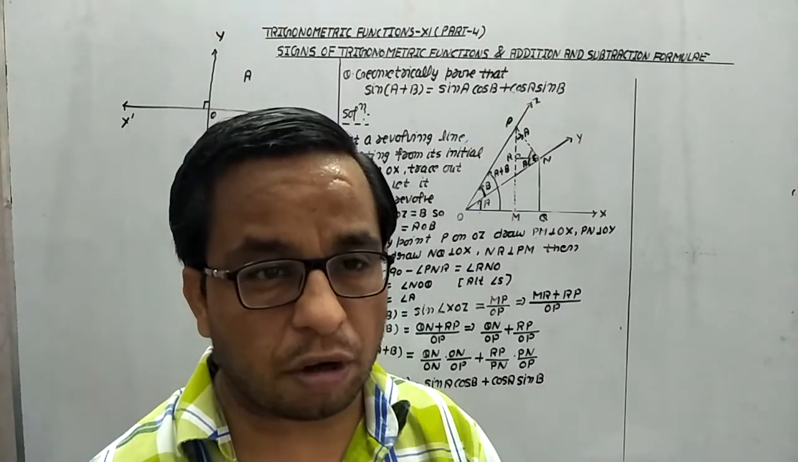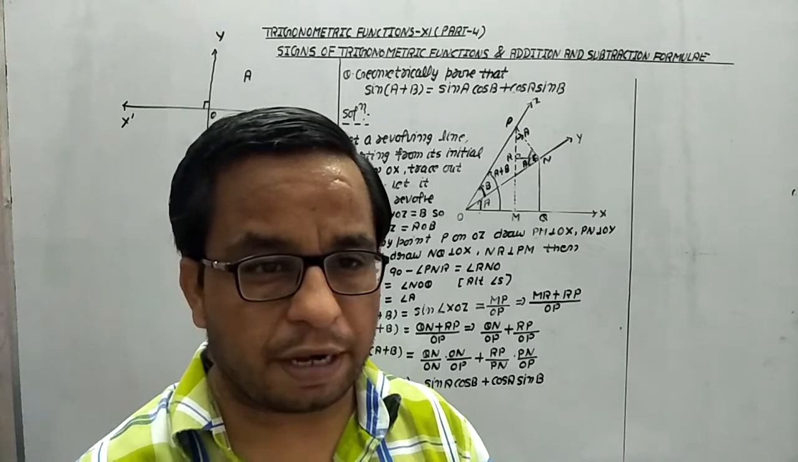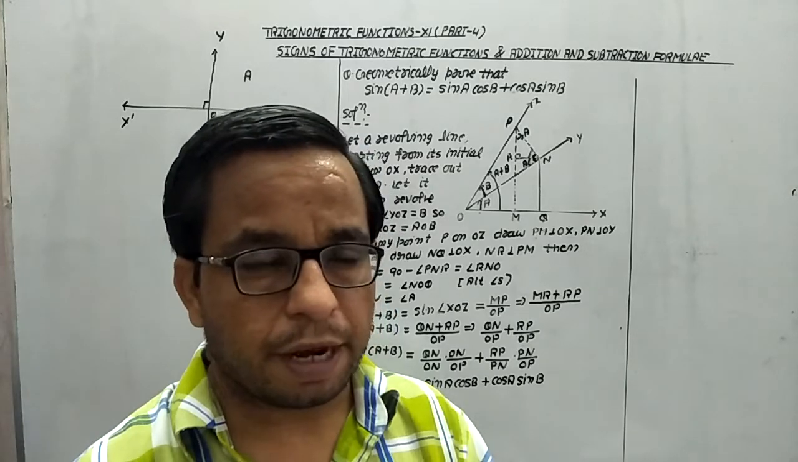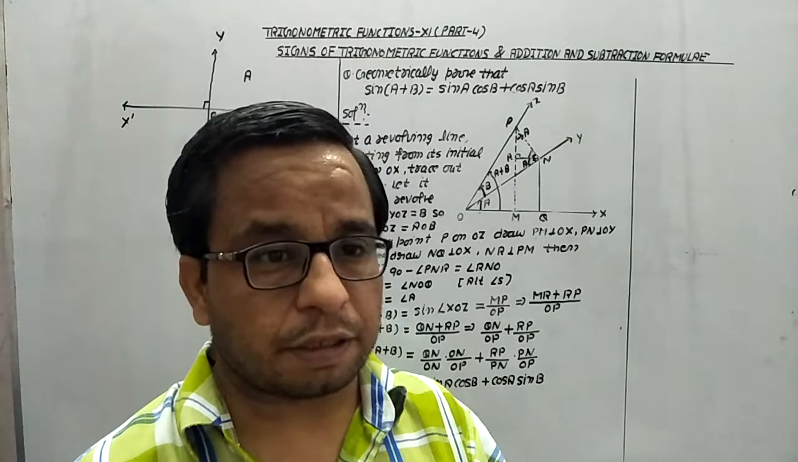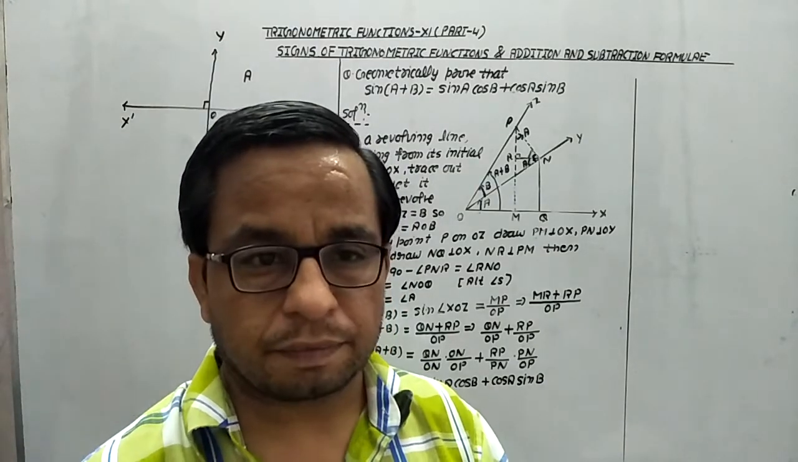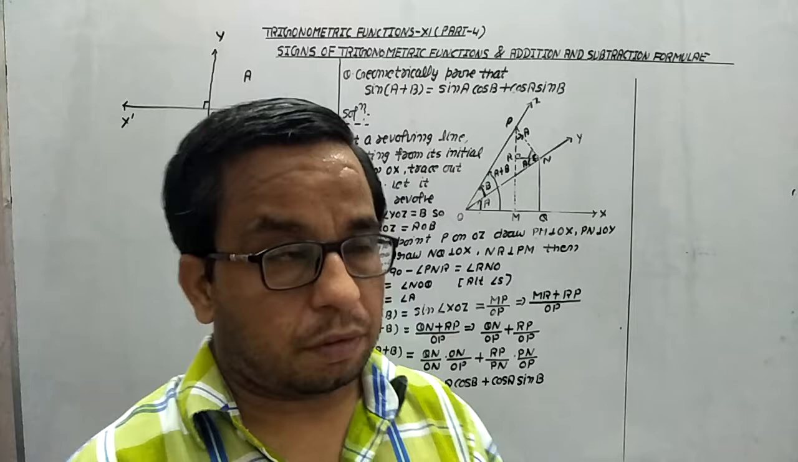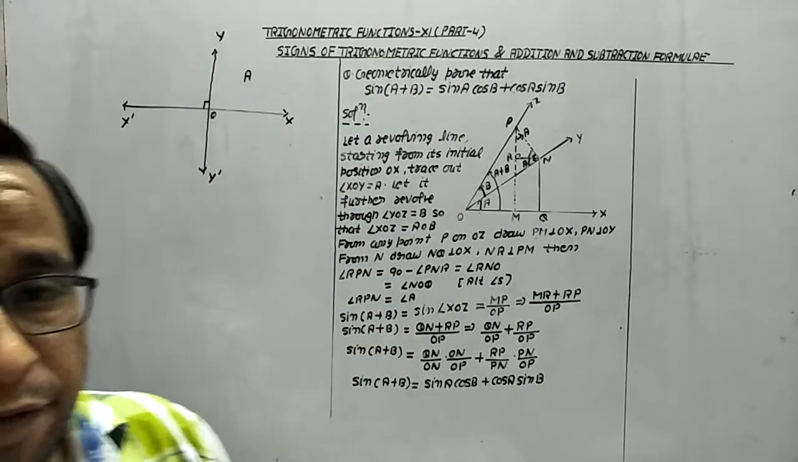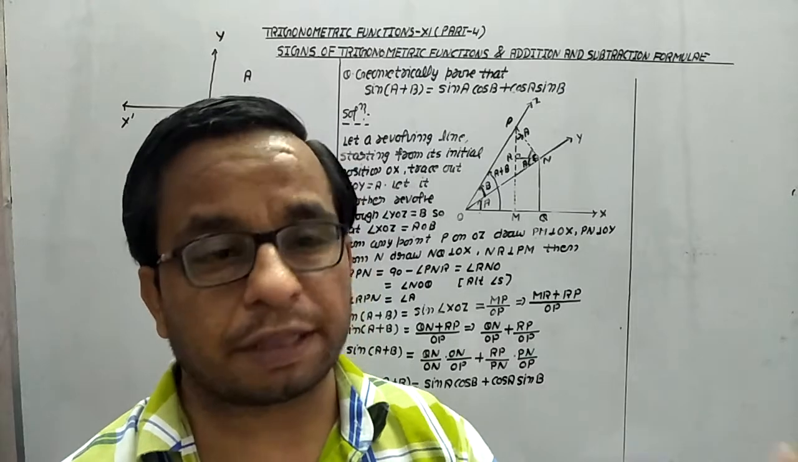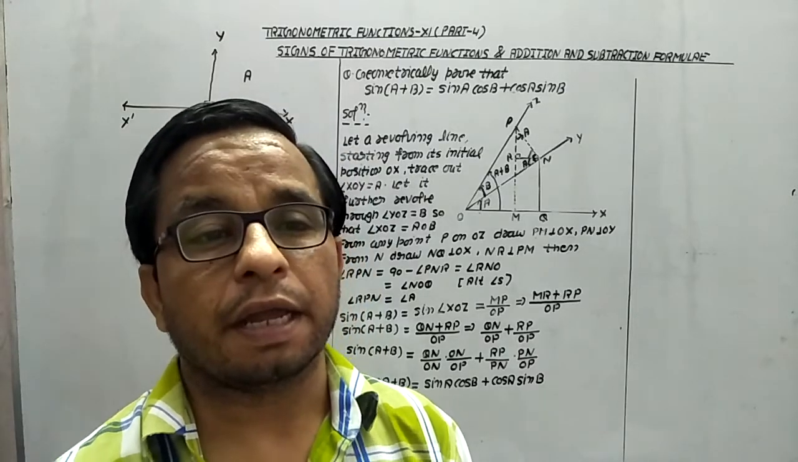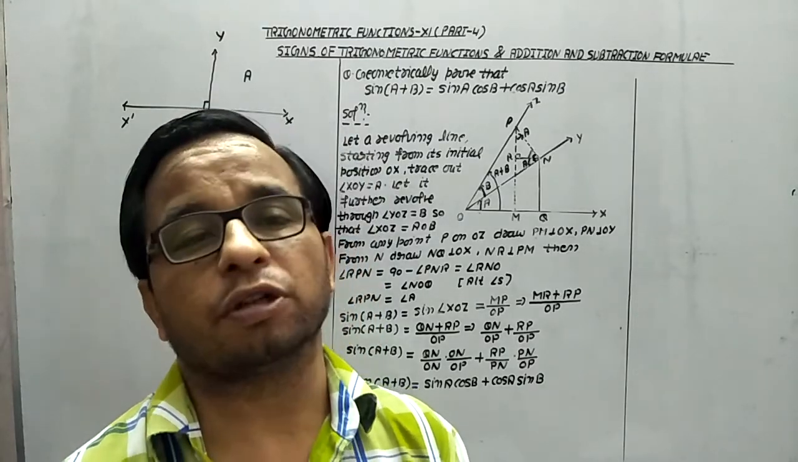Now come to the second quadrant. In the second quadrant, the x coordinate is negative, it means cos theta is negative. Cos theta is negative, so sec theta is also negative. The y coordinate is positive, it means sin theta is positive. Sin theta is positive, and cosec theta is equal to 1 upon sin theta, so cosec theta is also positive.